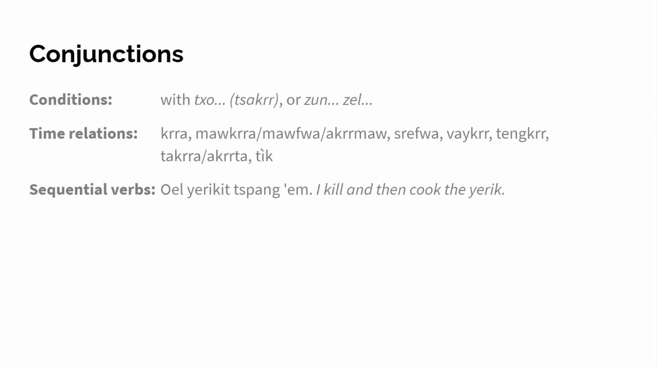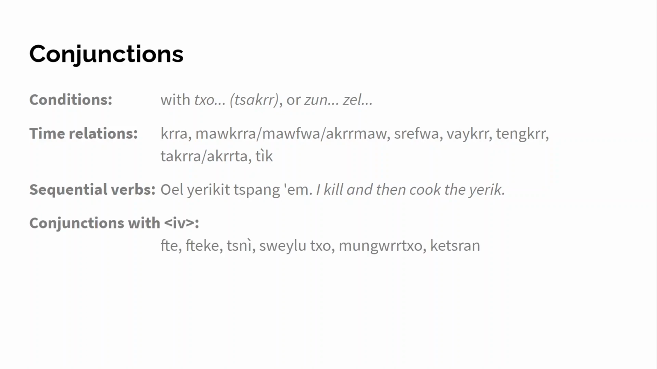There's also a possibility to just use 2 verbs as a sequential verb pair. Well, jerikit spang em, I kill and then cook the jerik. So here we don't use any conjunction, we just put the 2 verbs directly after each other. We could also use tik here, so well, jerikit spang tik em, then it would mean I kill and then immediately cook the jerik. While without the tik, it could mean and immediately, but it could also mean, yeah, and then tomorrow I cook it.